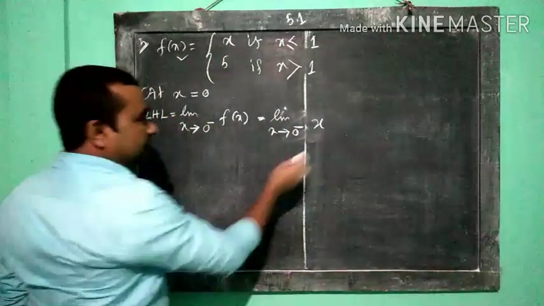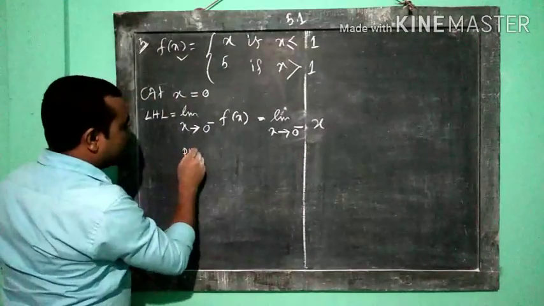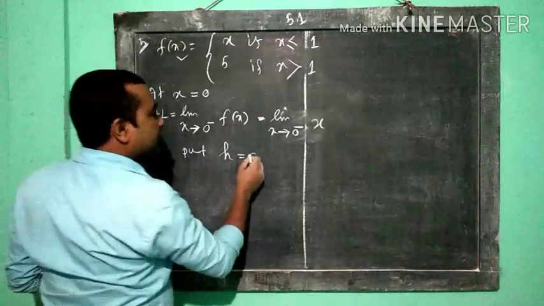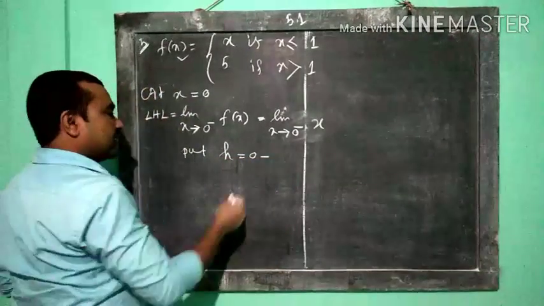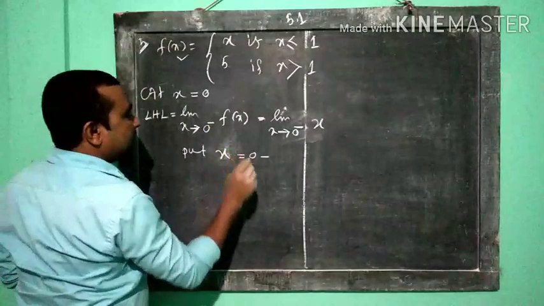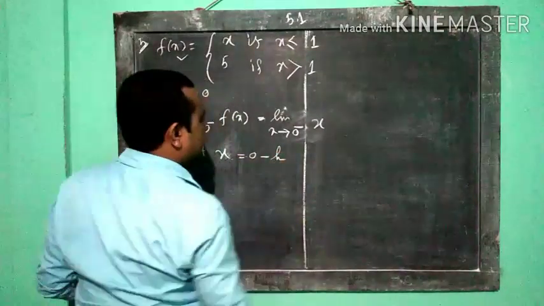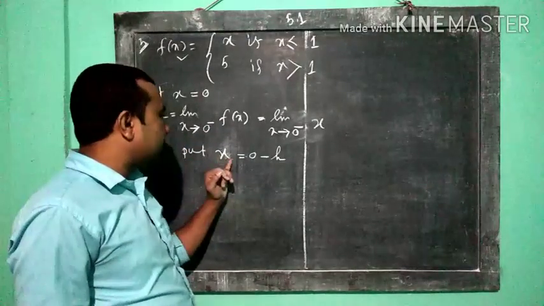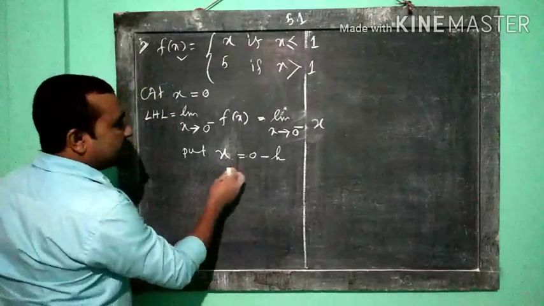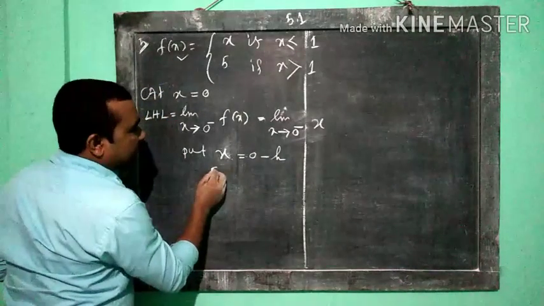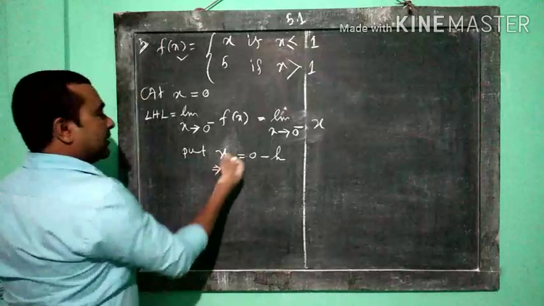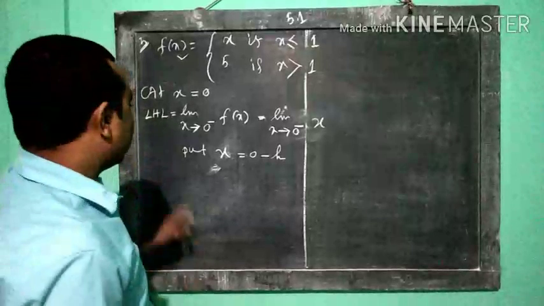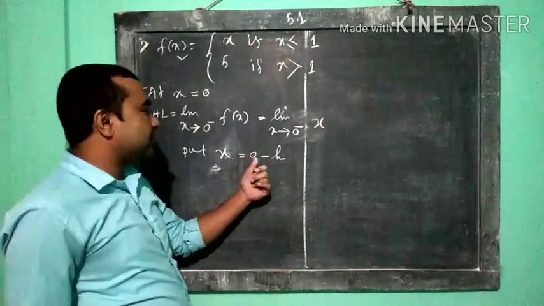Okay. Now put x equal to 0 minus h, because 0 negative here. So put x equal to 0 minus h. If x equal to 0 minus h, then what do we get here? Then put x equal to 0 minus h.